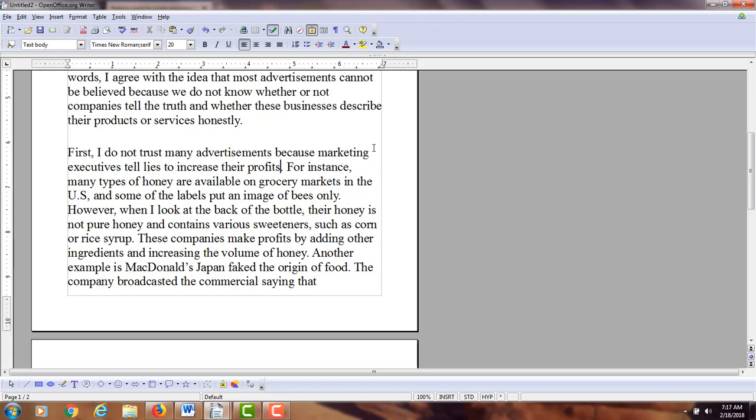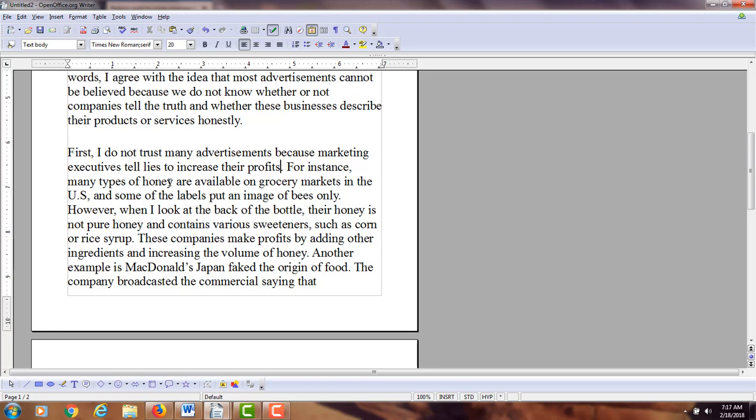I want you to write this down. This is something I want you to look at. So go to the internet. Here's the key words: pronoun agreement issues in academic writing. And because you said they in the beginning, then you say it's. That didn't work very well. So I do not trust many advertisements because marketing executives tell lies to increase their profits.